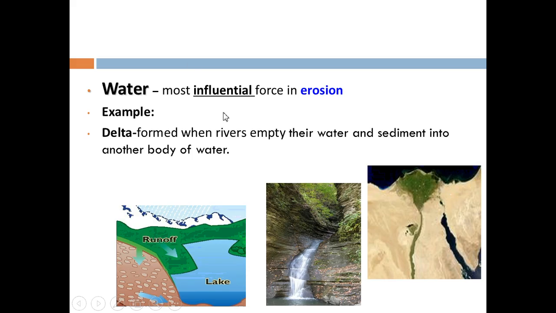Water, being the most influential force of erosion, plays a very important role. Rainwater and water from melting snow flow down sloping land, carrying rock and soil particles. An example of where water can be seen as an agent of erosion is the formation of a delta. Deltas are formed when rivers empty their water and sediments into another body of water. Sometimes the waves in the oceans and lakes also carry sediments and deposit them to form beaches and other features.